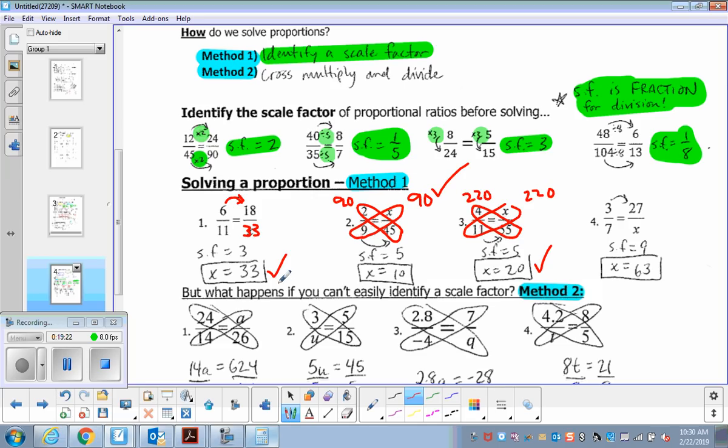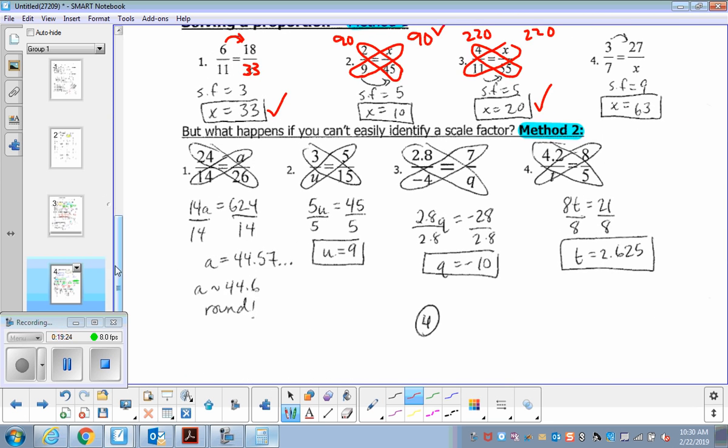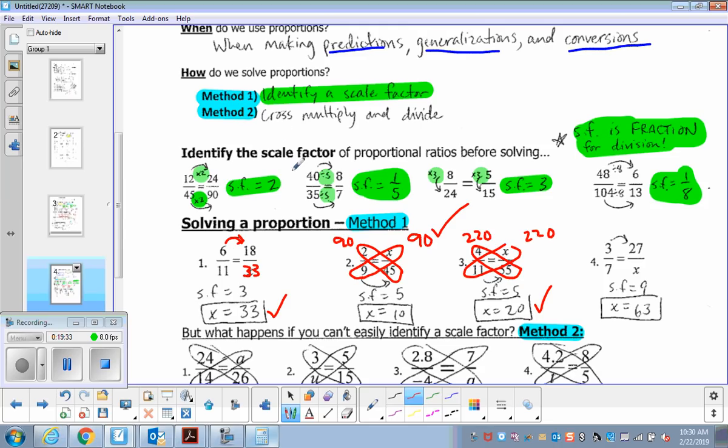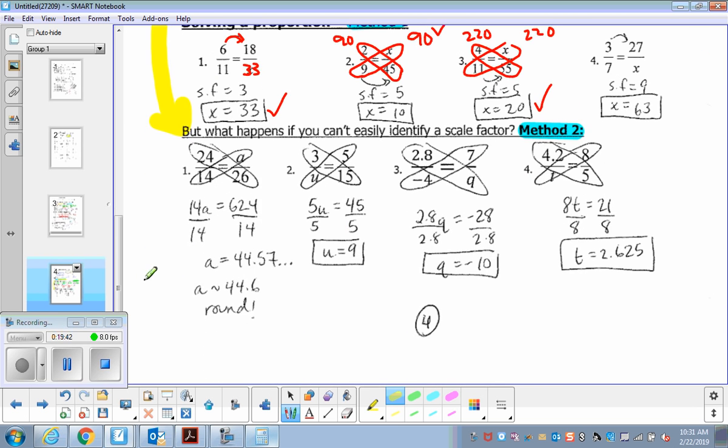All right? Now down here, what we're going to do is review what you can do if you can't easily identify a scale factor. So method 2 up here, I had it already written down, is to cross multiply and divide. And so now down here, we're going to review how to cross multiply and divide.